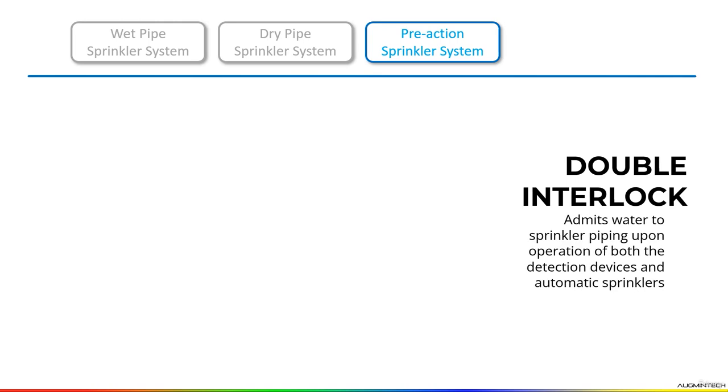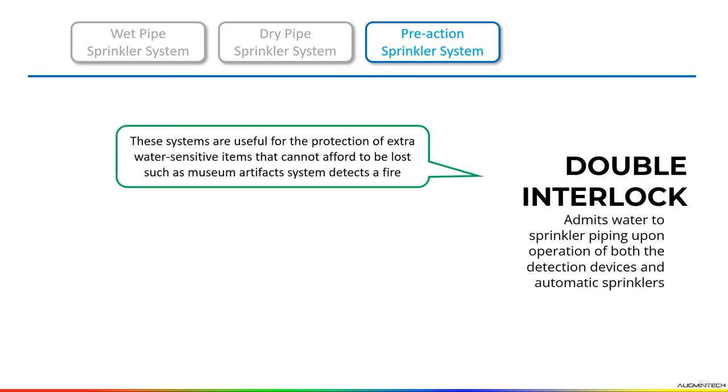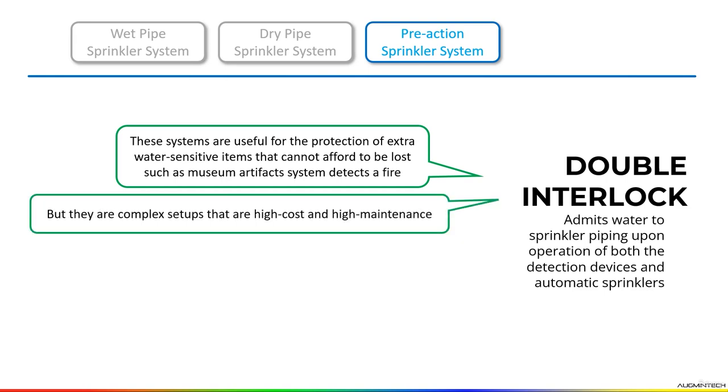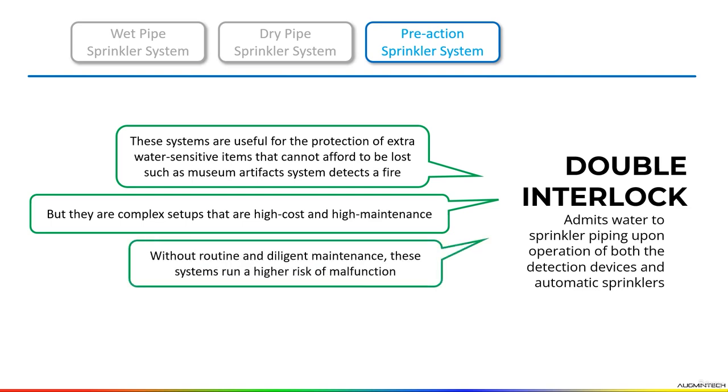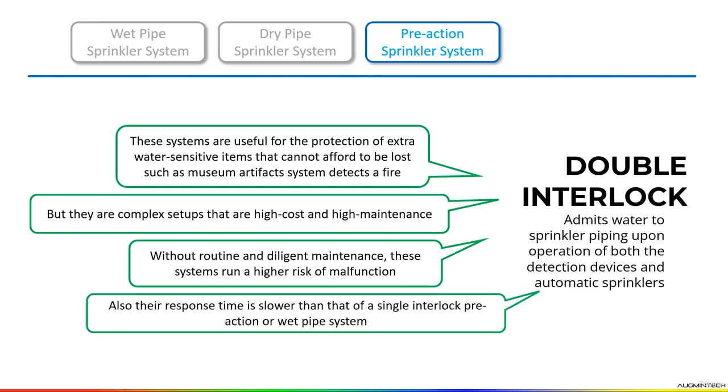Now here we see in depth about the double interlock pre-action system. These systems are useful for the protection of extra water sensitive items that cannot afford to be lost, such as museum artifacts, where the system detects a fire. But they are complex setups that are high cost and high maintenance. Remember, without routine and diligent maintenance, these systems run a higher risk of malfunction. Also, their response time is slower than that of a single interlock pre-action or wet pipe system.